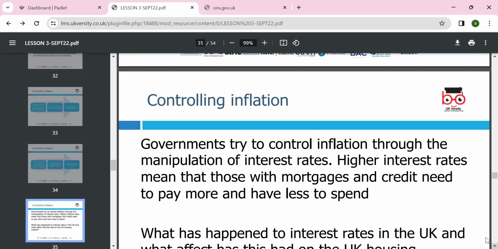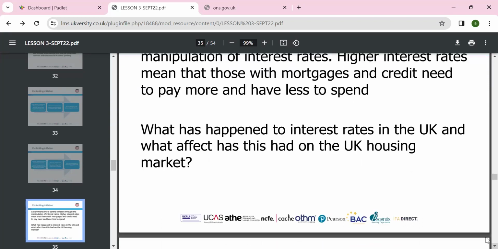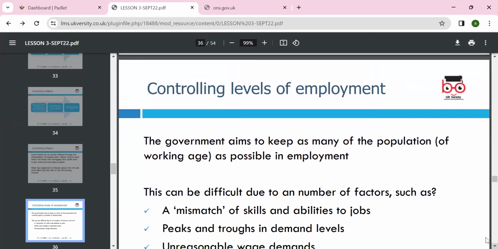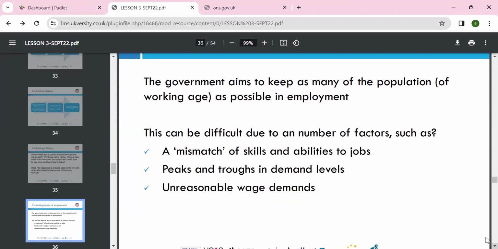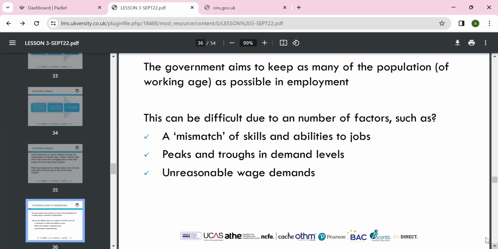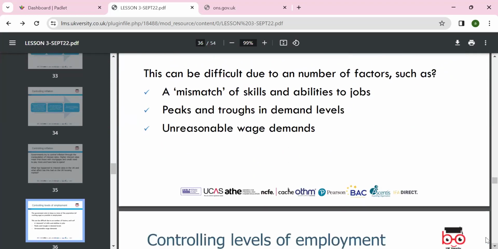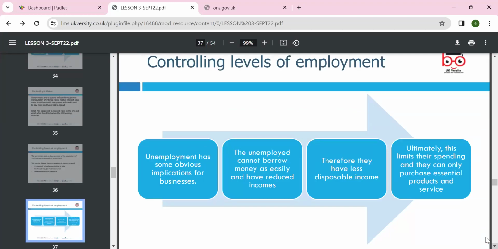To control inflation, the government tries to manipulate the interest rate. A higher interest rate means mortgage and credit payments are higher, and people spend less. To control the level of employment, the government aims to keep as many of the working-age population in work as possible. This can be difficult due to a number of factors such as mismatched skills and abilities, peaks and troughs in demand levels, which we can look at when controlling the level of employment.